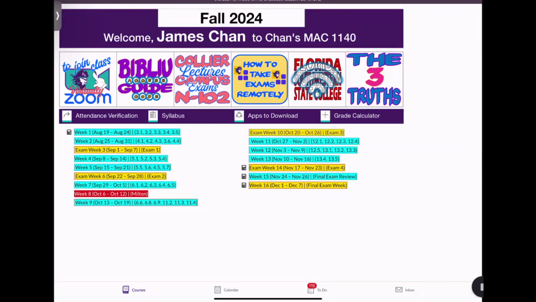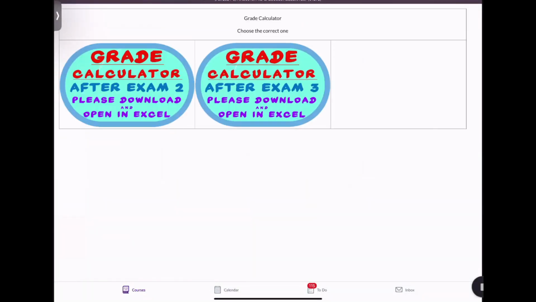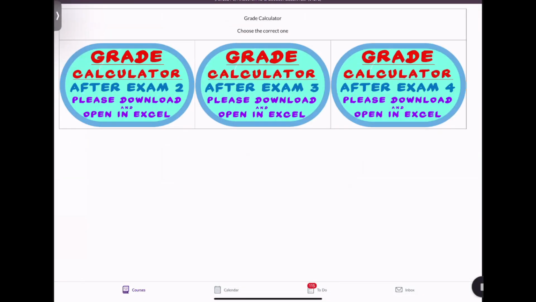And again, we have no video. All right, so the grade calculator. If you click on the grade calculator, you will see that there's 3 of them. One's after exam 2, one's after exam 3, one is after exam 4. I want you guys to notice the note on it says to download and open in Excel. Okay? If you don't download it and open in Excel, it doesn't work.